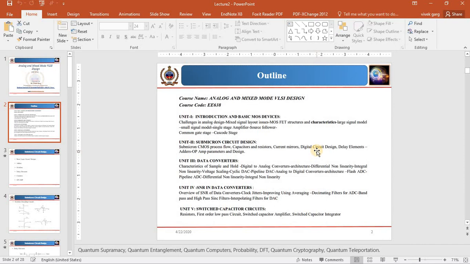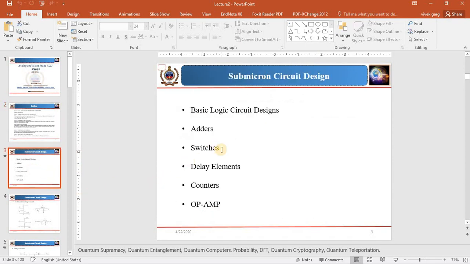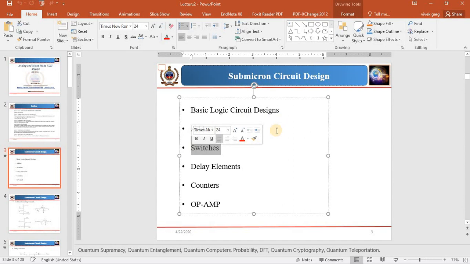circuit design. In this aspect I have covered the basic Boolean function realization, then some combinational circuits. We have discussed how to realize those circuits using CMOS, right? So those things are already covered. So today I will start our discussion from switches. At this point, adders and basic logic circuit designs are already covered. So let's start with switches.